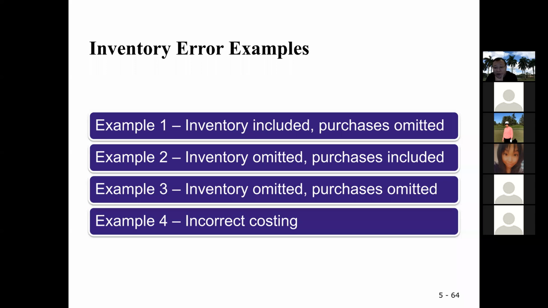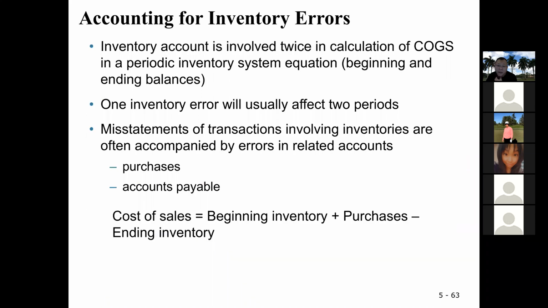Example 2: inventory omitted, purchase included. So the beginning is okay, the purchase is okay, but the inventory is omitted. So what is going to happen? Maybe the inventory came, but you set it up in a different location. You forgot to include it in the warehouse. When you were doing the inventory count, you forgot that in that small room there are some other inventories, but all the other items are in the main warehouse. So those inventories are omitted, but in your accounting record, you know that you have purchased them.